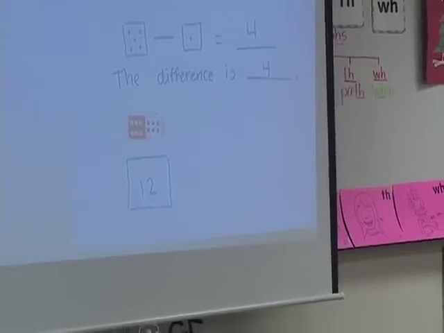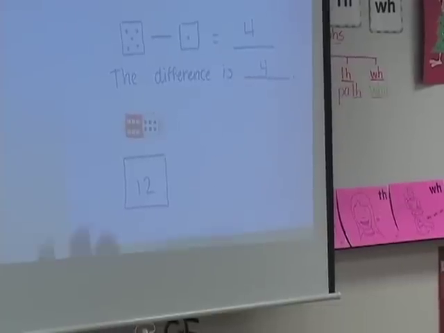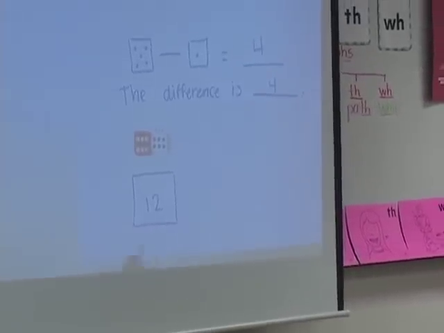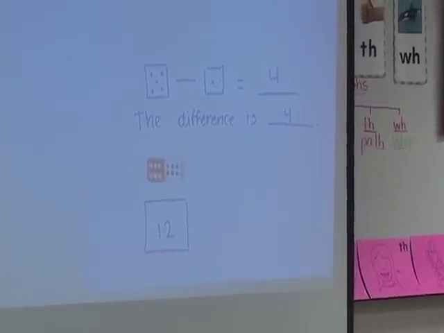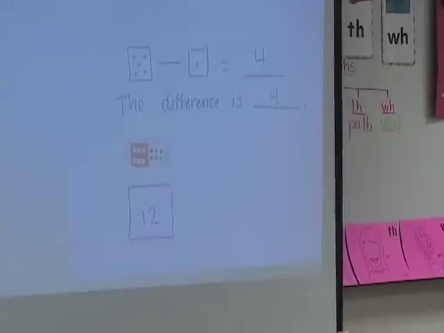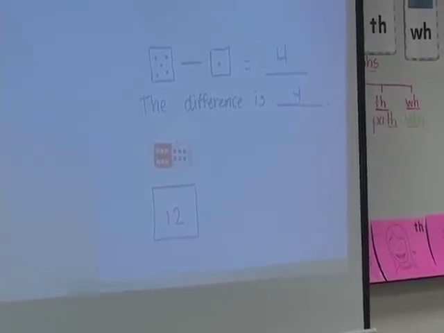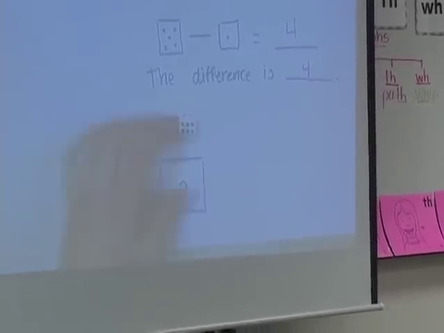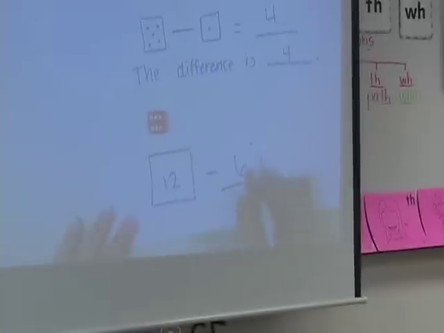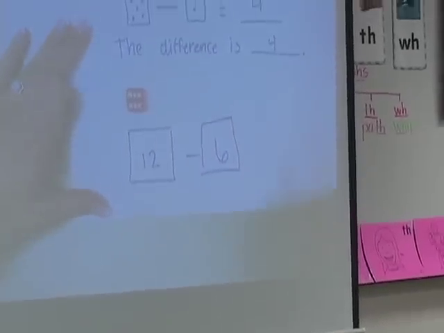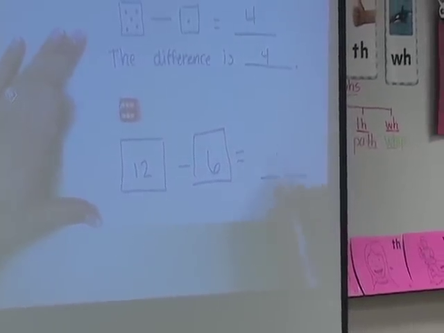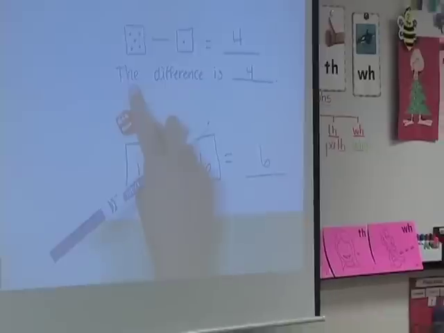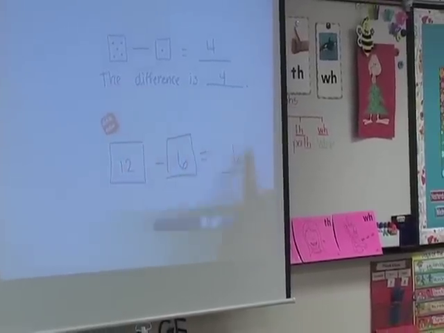If you see that they're becoming faster with the pictures, start taking those pictures away and simply having them write the number so the subtraction problem becomes more visual for them. It doesn't matter which one you take away. You can take away the red one, subtract the white one. So I would minus 6 equals 6. Again, using my sentence frame, the difference is 6.